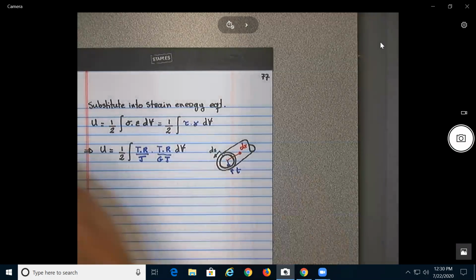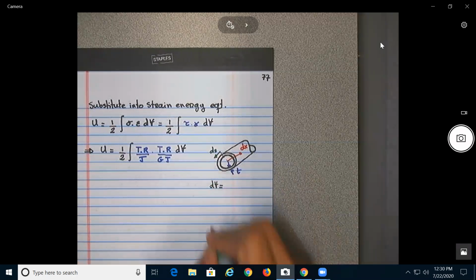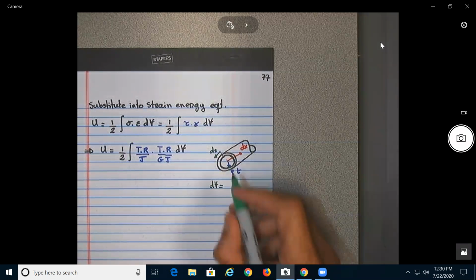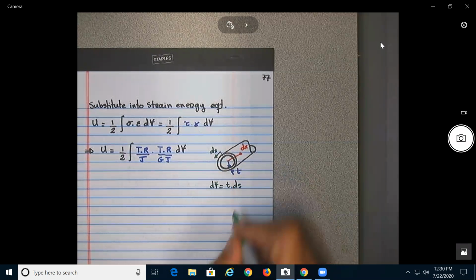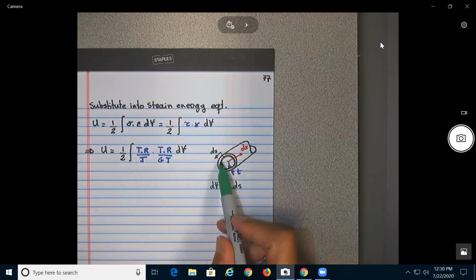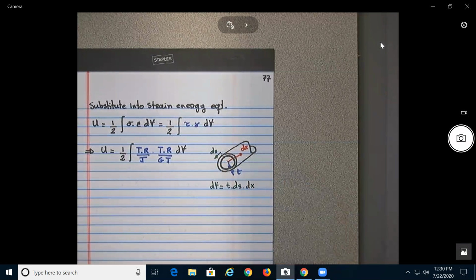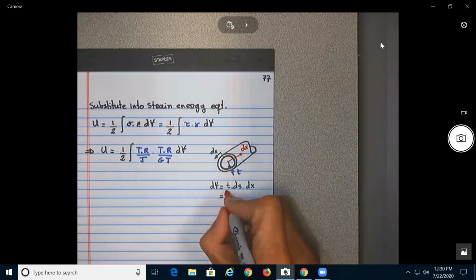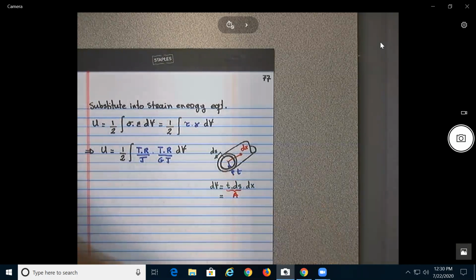So if we do this, what would be the volume of this tube over here? What would be the area? T ds, no? The circumferential area. And now you need to multiply this by the length, so it will be times dx. Or you could just say that dV is just equal to what? A dx.